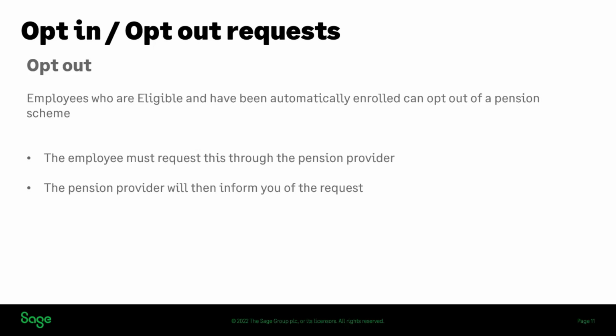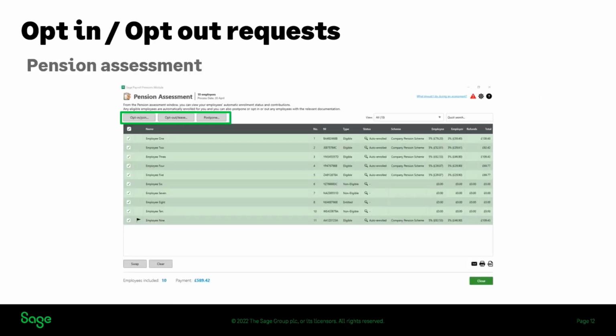So we're going to have a look now at the manual process, but first, a quick note again on the pension module. You'll see there, as part of the pension assessment, there are 3 buttons at the top, and that allows you to process your opt-in and opt-out requests through the pension assessment directly as well. So again, that pension assessment screen in the pension module makes pensions a little bit more manageable. But as I mentioned, we do have a separate webinar all about the pension module coming up as well. We're looking at the manual process today.